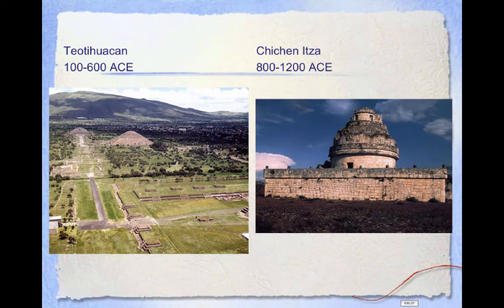Let's take a look at another image. This building is in a city called Chichen Itza. It comes from a period quite a bit later than Teotihuacan, and we can see we have moved again quite a long way from the time period of the Olmec. Chichen Itza is dated from about 800 to 1200 ACE.